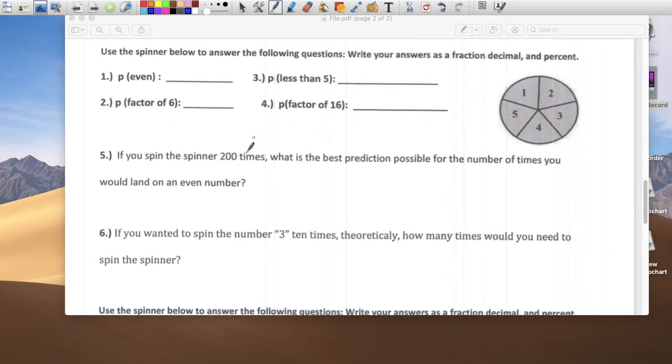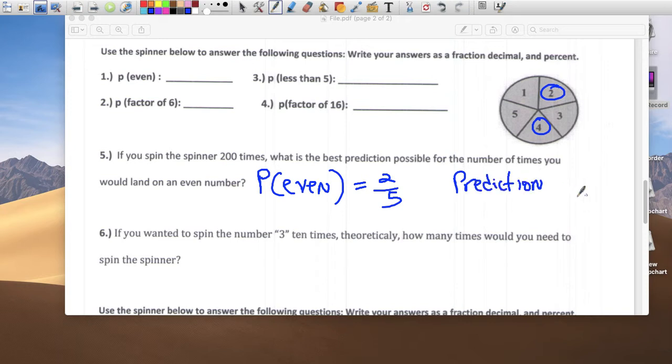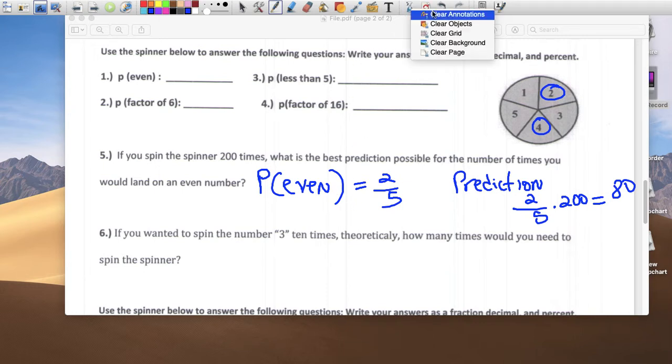If you spin the spinner 200 times, what is the best prediction possible for the number of times you land on an even number? Well, what are the even numbers? 2 and 4. So the probability of getting an even number is 2 out of 5. To do our prediction, predict doesn't mean it's going to happen. We're going to take 2 out of 5 multiplied by 200. So 0.4 times 200 is 80 times. So if you were to spin that 200 times, it would land on an even number 80 times, theoretically.